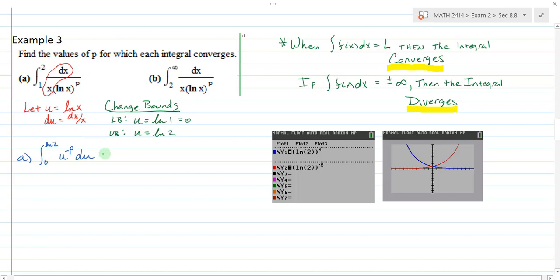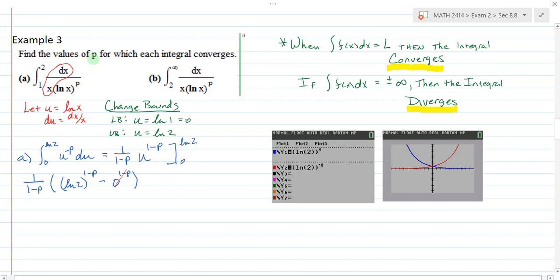When we integrate this, that's going to give us 1 over 1 minus p, because we add 1 to this exponent, u raised to the 1 minus p, and then we evaluate this from 0 to the natural log of 2. Using the fundamental theorem of calculus, we plug in our bounds, and that's going to give us 1 over 1 minus p times the natural log of 2 raised to the 1 minus p minus 0 raised to the 1 minus p. 0 raised to any power is just 0. So what I'm looking at is the natural log of 2 raised to the 1 minus p.